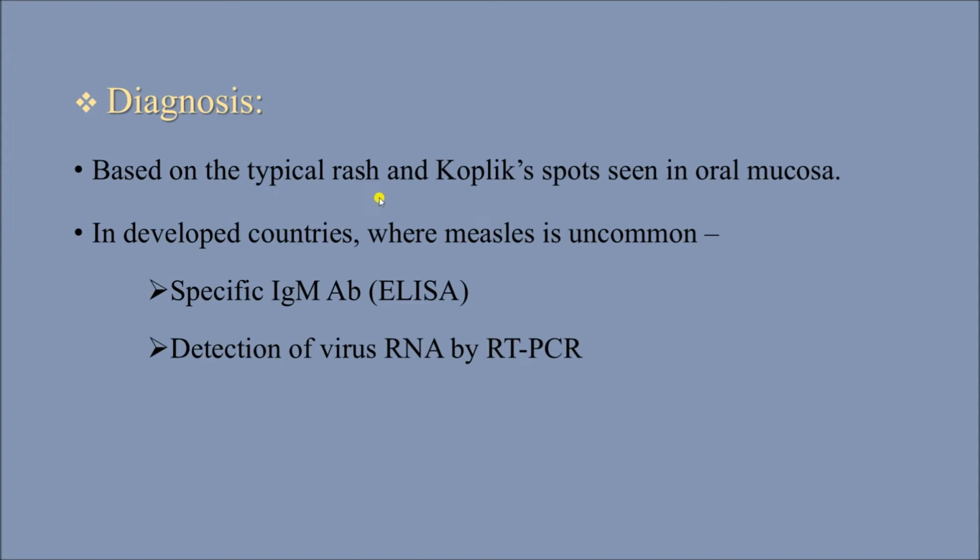Now diagnosis is based on clinical finding. So based on typical rash, as well as you have to take the history of the patient and Koplik spot, which is pathognomonic of the disease. But in developed countries where measles is quite uncommon, they go for some diagnostic tests which are confirmatory. For example, specific immunoglobulin antibody detected by ELISA, or even detection of viral RNA by RT-PCR, that is real-time polymerase chain reaction.